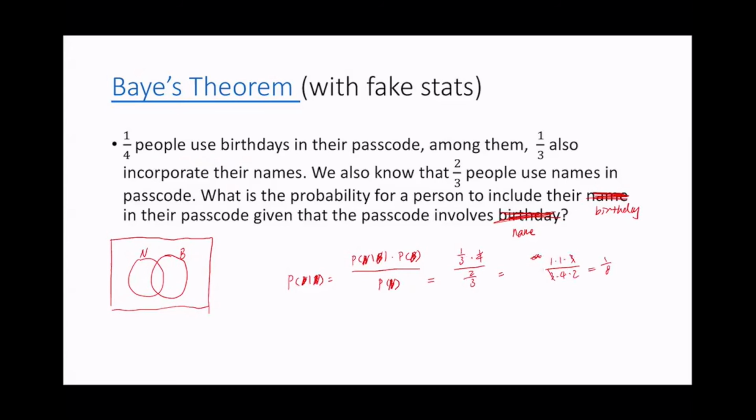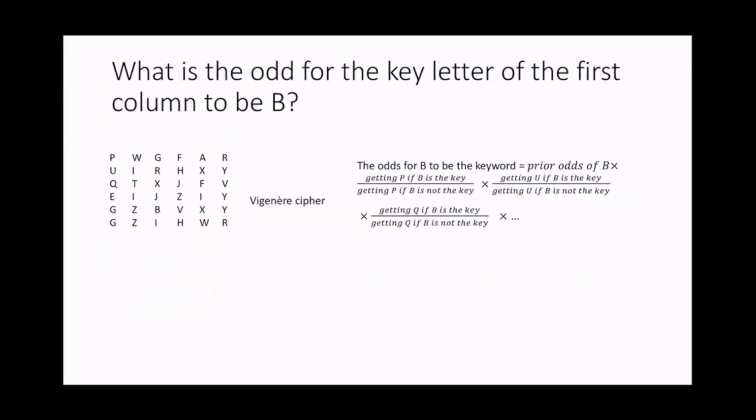And next, we're going to look at something related to the Vigenère cipher. We're given a Vigenère cipher with a given length of the keyword. We represent them in this way in a matrix. The horizontal number of letters here represents the length of the keyword, and the vertical length here represents that we have 6 blocks of ciphertext. So if arranged in a common way, this would be PWGFAR, UIRHXY and so on.